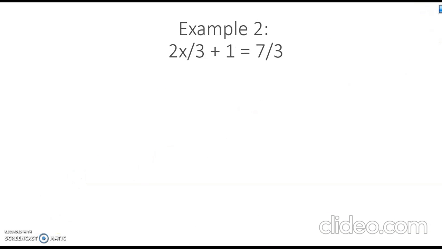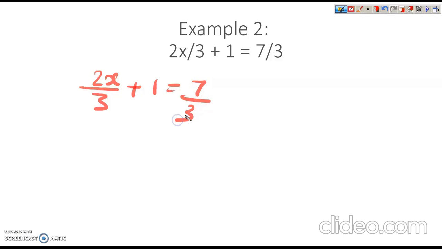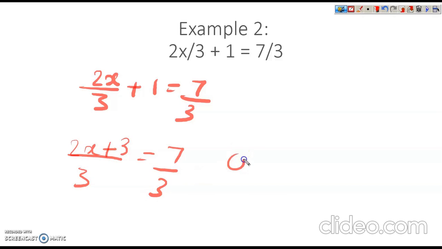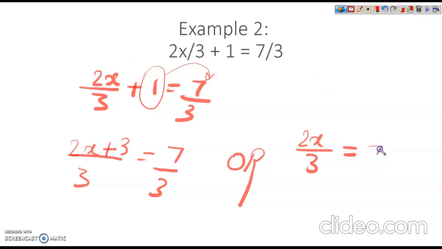Let's look at one more example. Our next example is 2x over 3 plus 1 is 7 over 3. Here you have two choices. Either you can take 3 as a denominator and do this, or you can put this 1 on the right hand side, 7 over 3 minus 1. This one will be a bit easier for you because if you transfer all the variables to the left side and all the constants to the right side, it will become easier to solve.